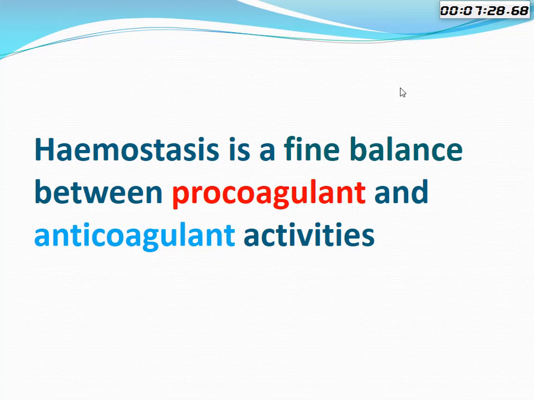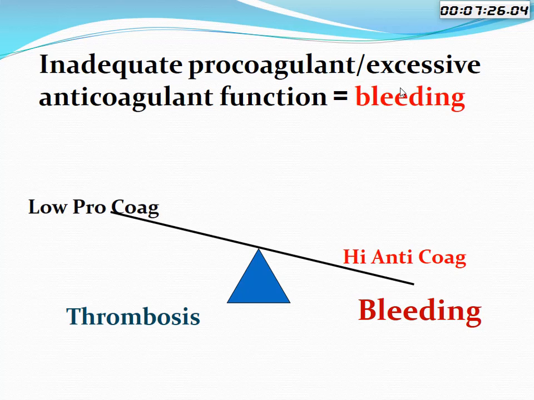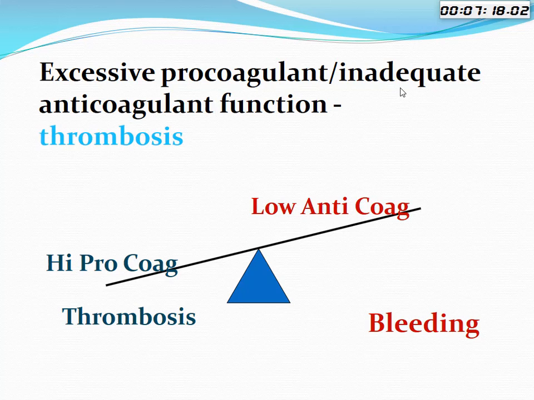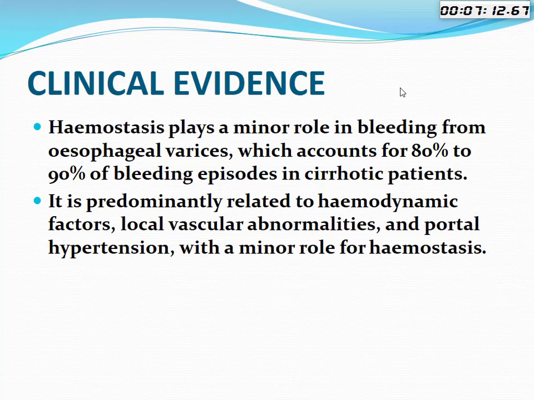We will talk simply about hemostasis. Hemostasis is a fine balance between procoagulant and anticoagulant activities. Inadequate procoagulant with excessive anticoagulant leads to bleeding, but excessive procoagulant and inadequate anticoagulant will lead to thrombosis. Hemostasis plays a major role in bleeding from esophageal varices, which accounts for 80% to 90% of bleeding episodes in cirrhotic patients. It is predominantly related to hemodynamic factors, local vascular abnormalities, and portal hypertension, with a major role for hemostasis.